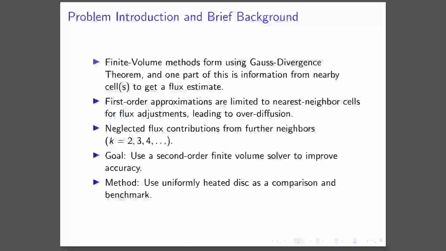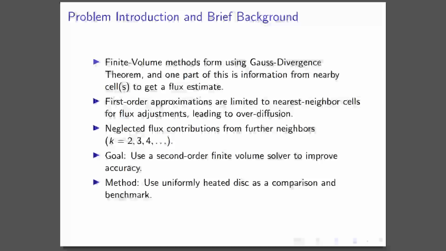Finite volume methods, as a bit of background, use Gauss divergence theorem, where information from a nearby cell is used at the current cell to get a flux estimate. First order approximations are typically limited to the nearest neighbor cells for the flux adjustment, which can lead to overdiffusion. In other words, they neglect flux contributions from further neighbors at k equal to 2, 3, 4, where k is like that set of neighbors that you're looking at.